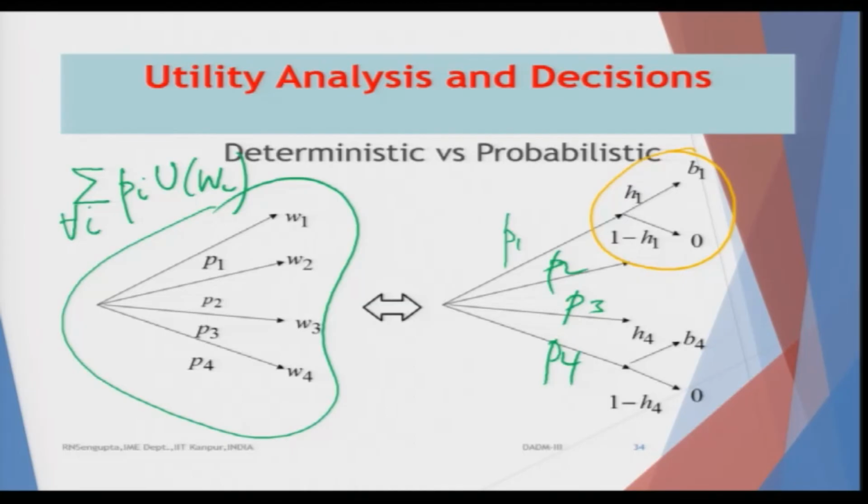Now, if the whole thing has to be balanced, then P 1 into the expected value of the yellow circled line plus P 2 into the expected value on the second arm, similarly P 3 into the expected value of the third arm, and so on and so forth, when you add them up, should be exactly equal to the expected value which you have on the left hand side.